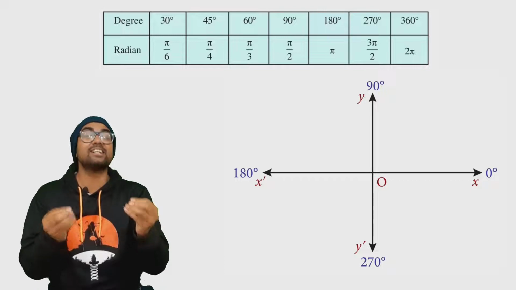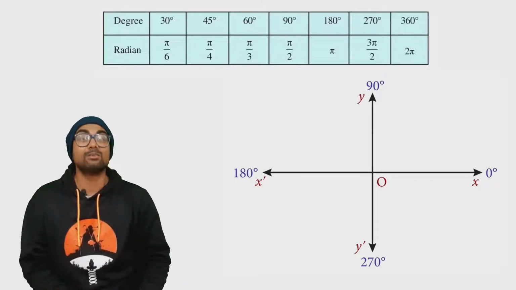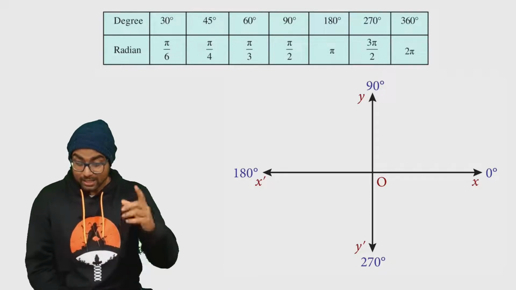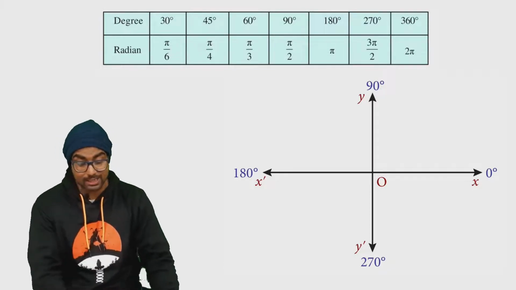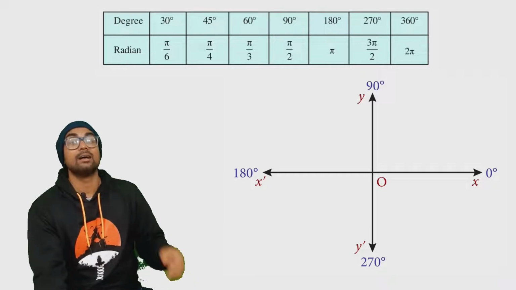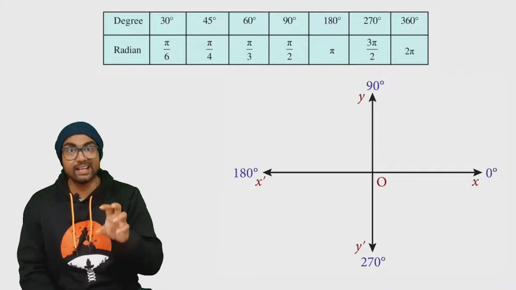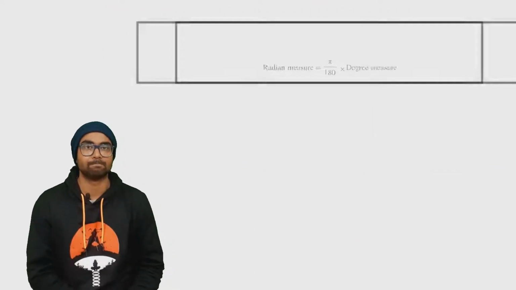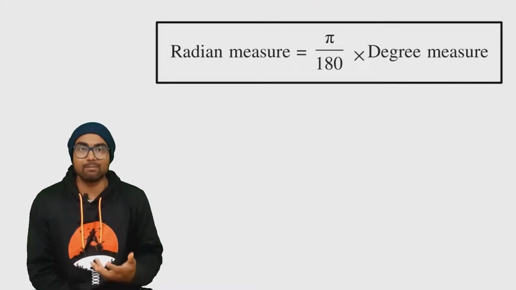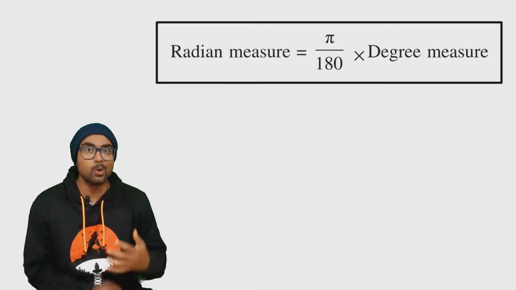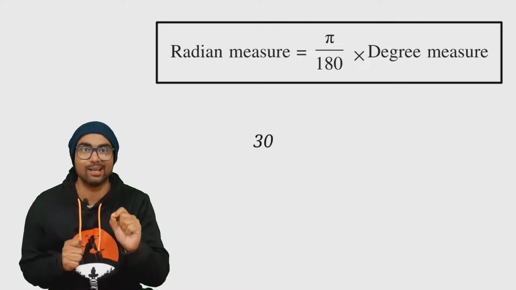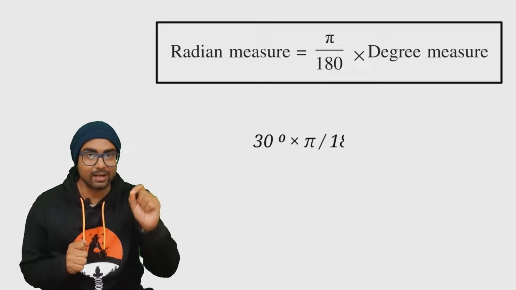Similarly, 30 degrees is pi by 6 radian. Similarly, 60 degrees is pi by 3 radian. Now, in order to convert this degree to radian, we will use the formula. That means how we have converted this 30 degree to pi by 6. For this, I have multiplied this 30 degree by pi by 180.